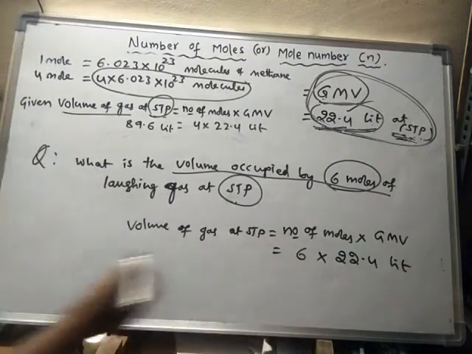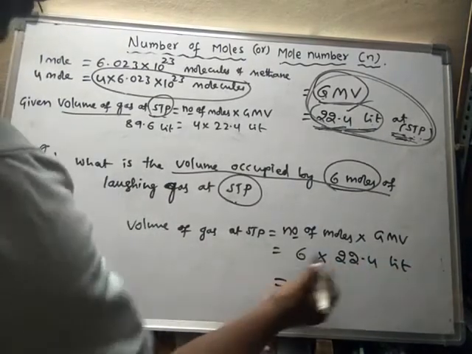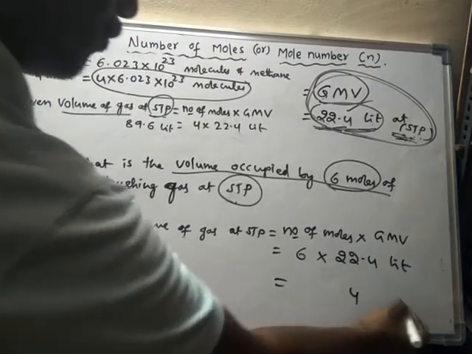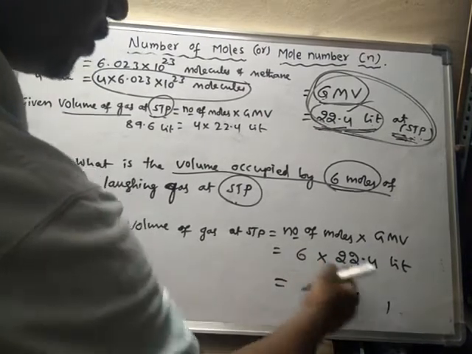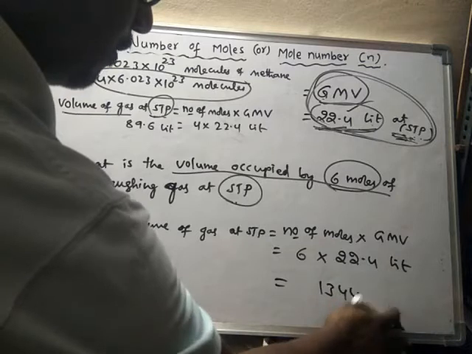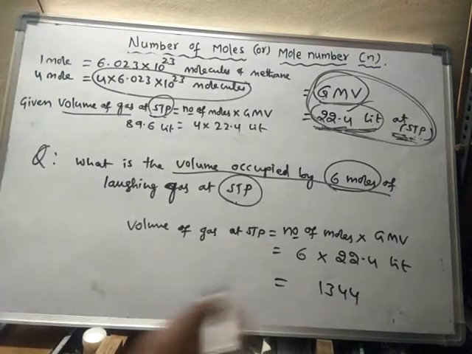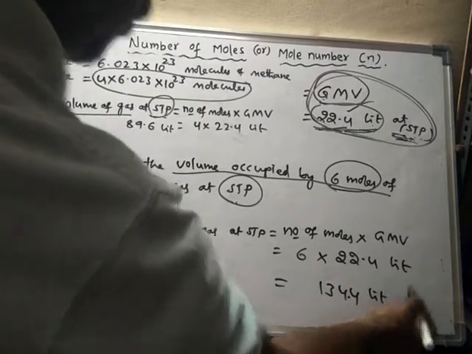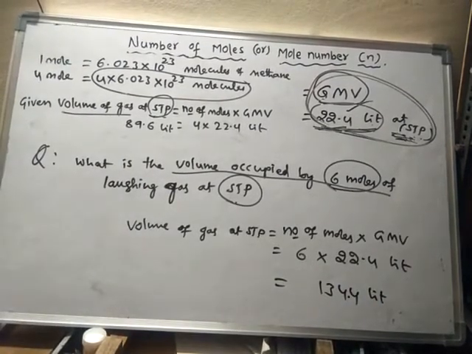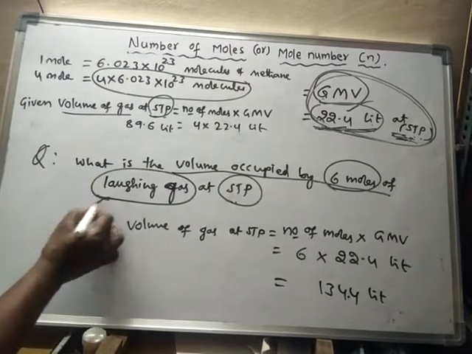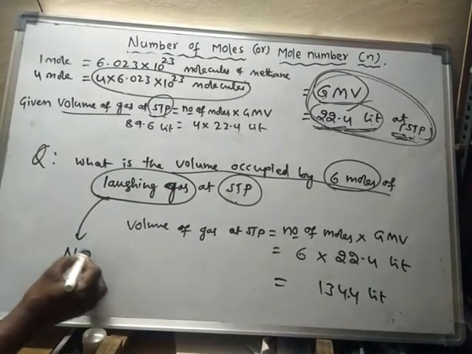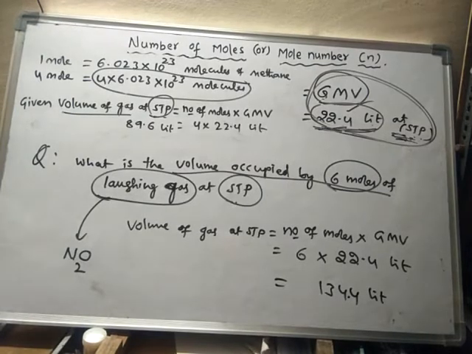So what will be the volume of gas now? 6 into 22.4 liters. 6 4s are 24, 2 6s are 12, 14, again 2 6s are 12, 13. So sorry, 134.4 liters of volume is occupied by 6 moles of laughing gas. What is the formula of laughing gas? Nitrous oxide, N2O. So like this, this relationship works and we can use it.